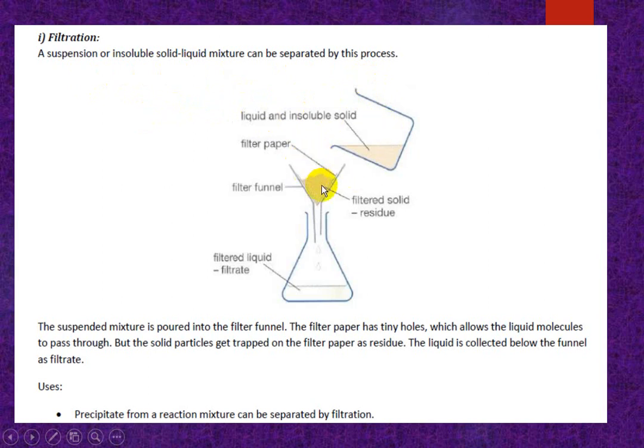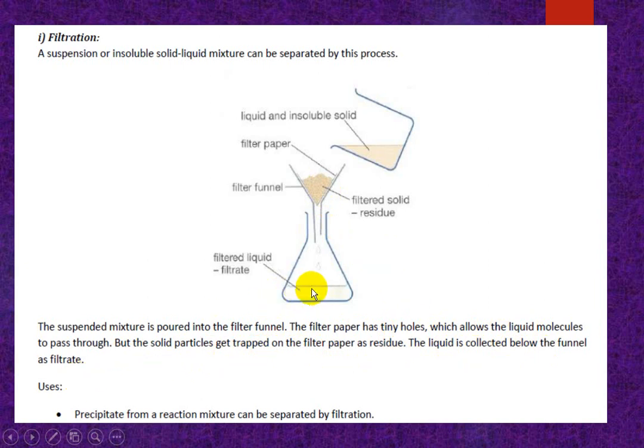In the filtration process, we take a filter paper in a funnel and take the mixture of insoluble solid like sand and water. Then the suspended mixture is poured into the filter funnel. Filter paper has tiny holes which allow the liquid molecules to pass through, but solid particles get trapped on the filter paper as a residue. The liquid is collected below the funnel as filtrate.